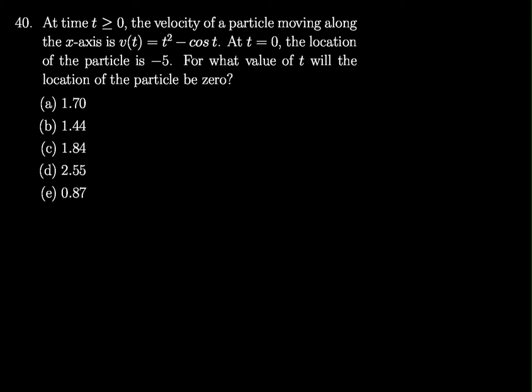Okay, so what we have here, first off, is a velocity function, v of t is t squared minus cosine of t. Let me write that down here. So v of t is equal to t squared minus the cosine of t. We have time t equals 0, location of the particle is negative 5, so that means that x of 0 will equal negative 5.